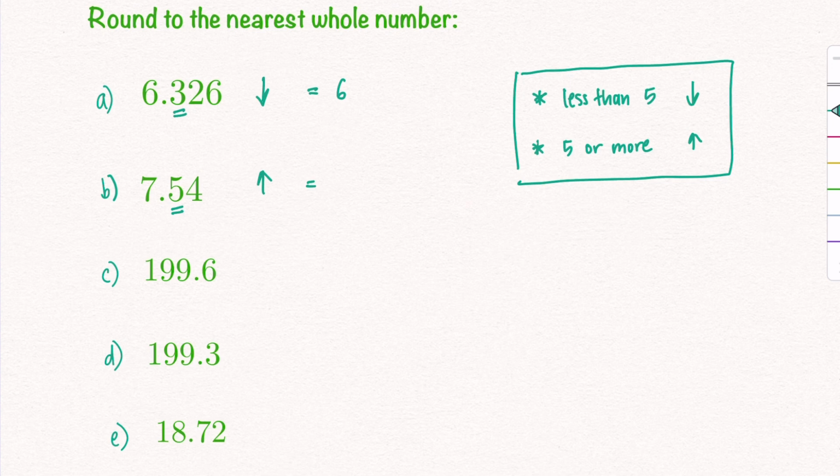So we round this number, 7 and 5400ths, up to 8. Next number, we have 199 and 6/10ths. And the digit after the 1 being rounded, so after the whole number, is the 6. So we're looking at it, and the 6 is 5 or more, so we need to round up. To round up, the 199 needs to move up by 1 number, so it becomes 200.